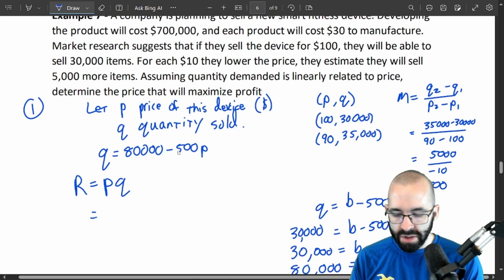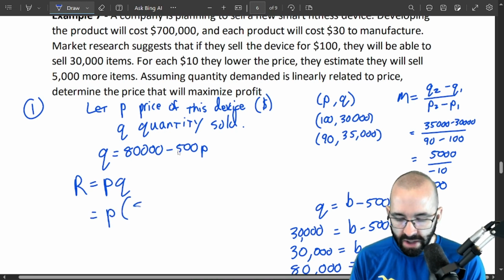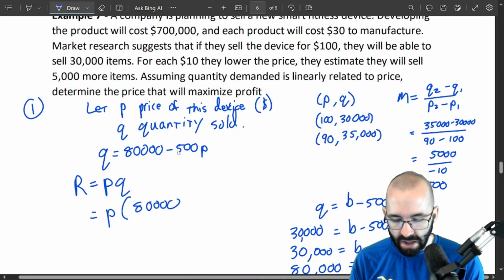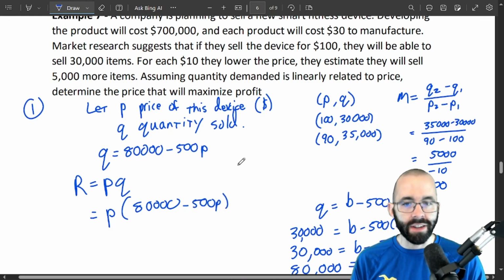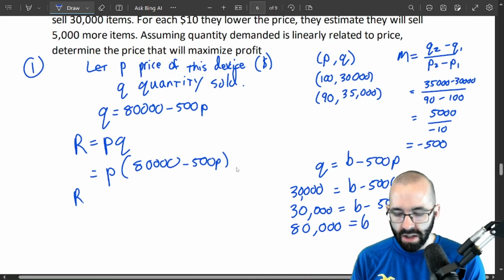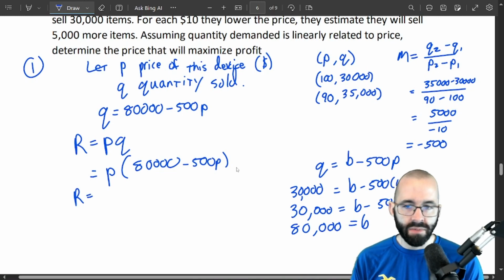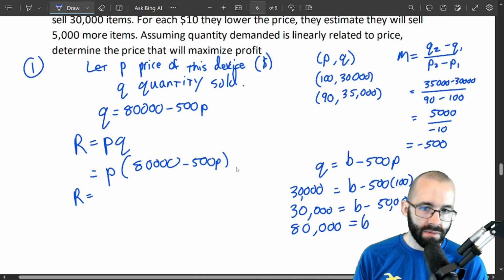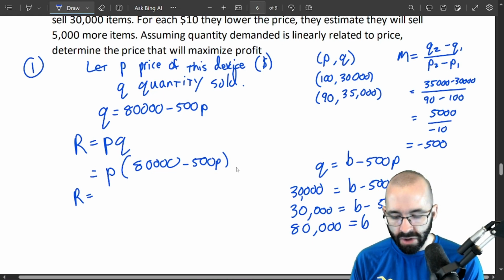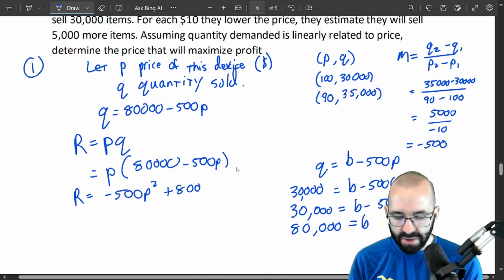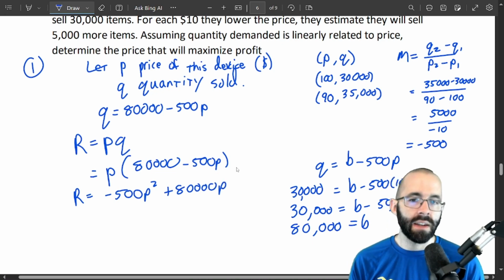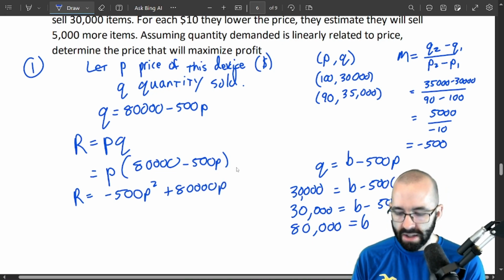So revenue is P times Q, and we know Q is 80,000 minus 500 times P. We've got a quadratic revenue function. We could do a couple of steps, distribute and put it in standard form, just like we did before. We'll get negative 500 P squared plus 80,000 P as our revenue function in standard form. That's step 2.